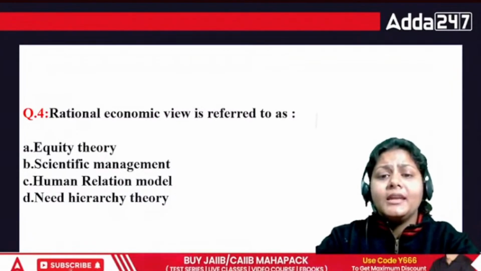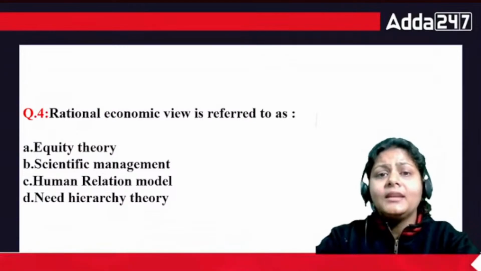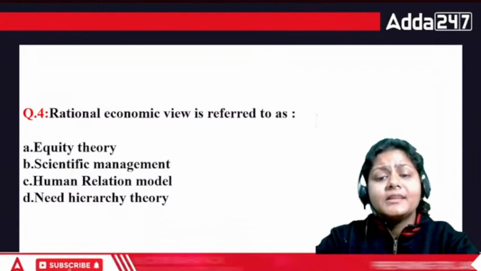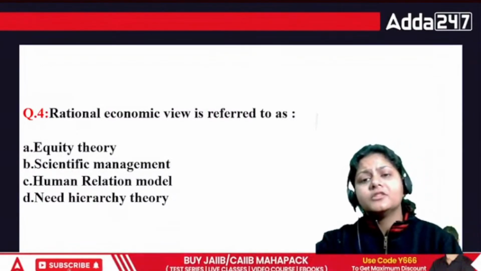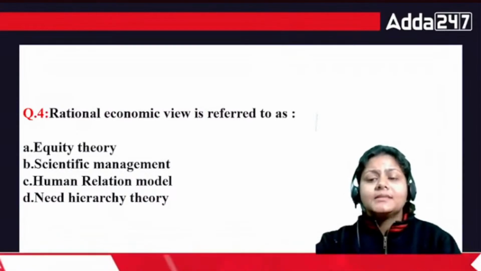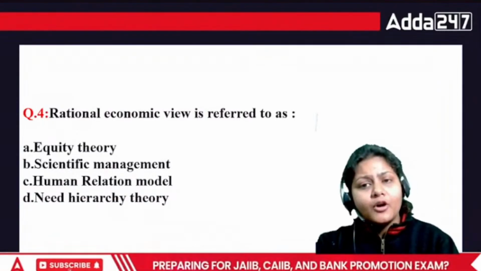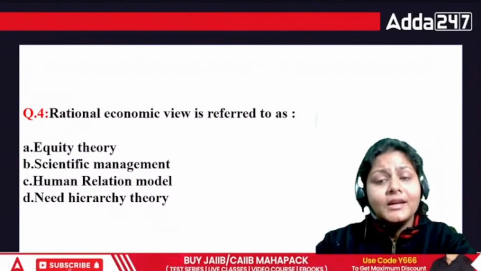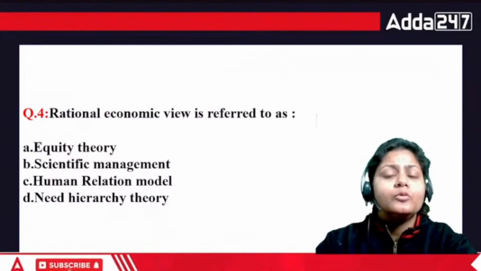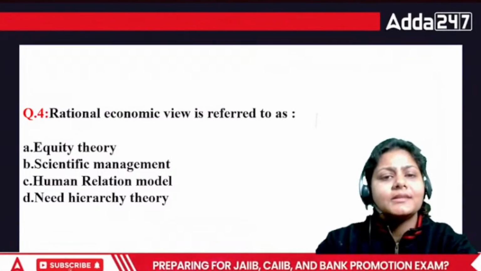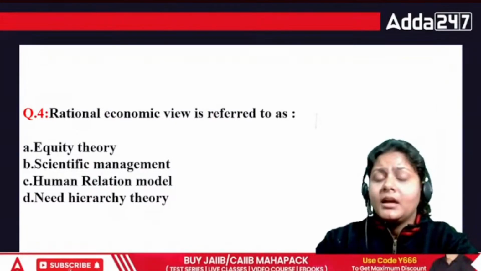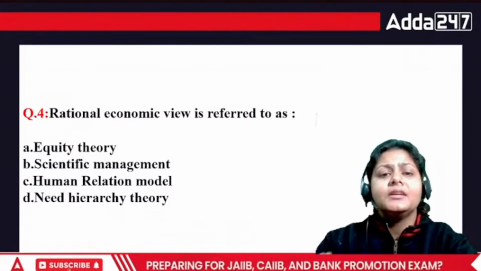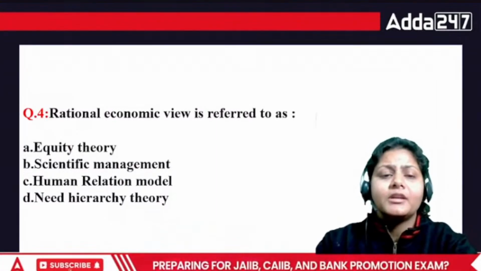Suppose there is any person, and that person is motivated only because of money. Money is the only need of the employee. According to FW Taylor, who has given the concept of scientific management, every person has one need, that is money, and they can be motivated by money.